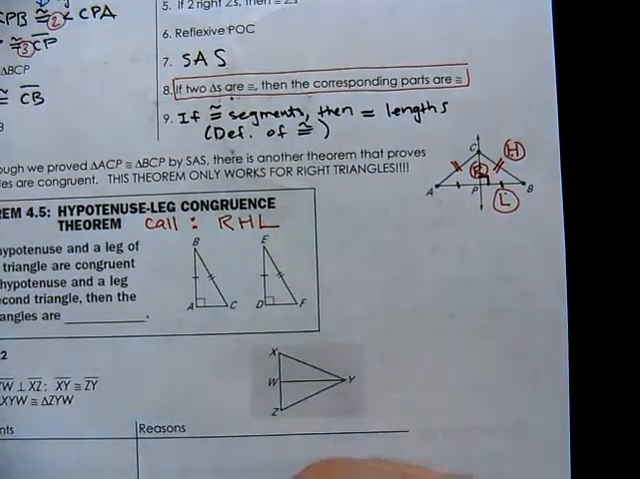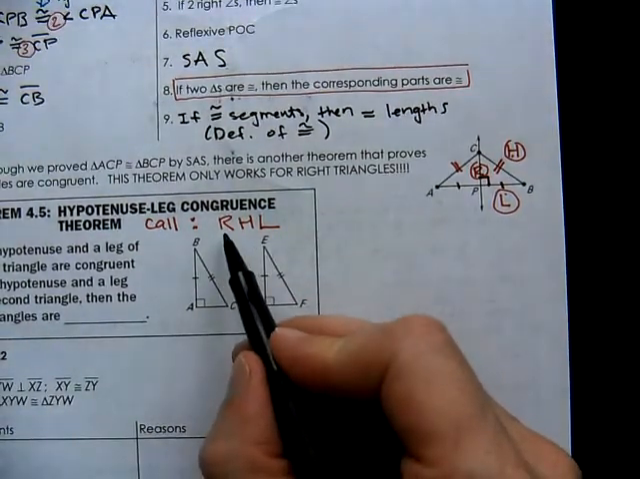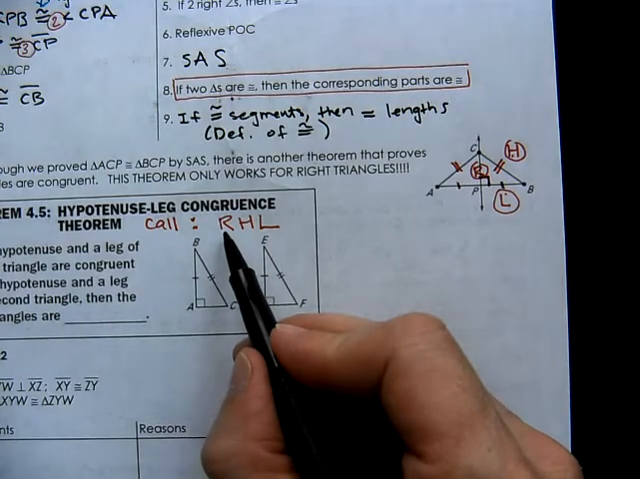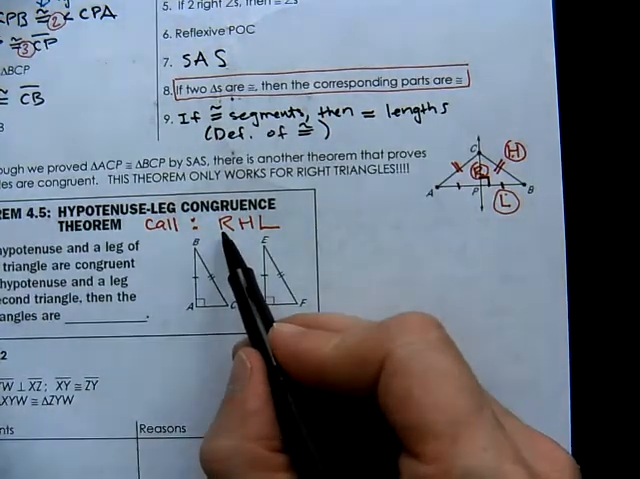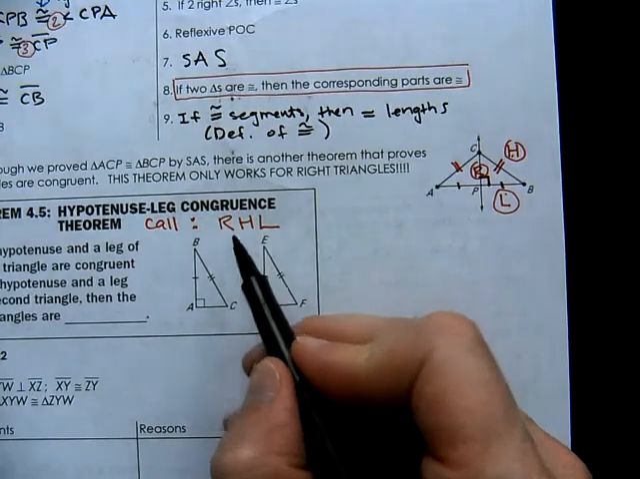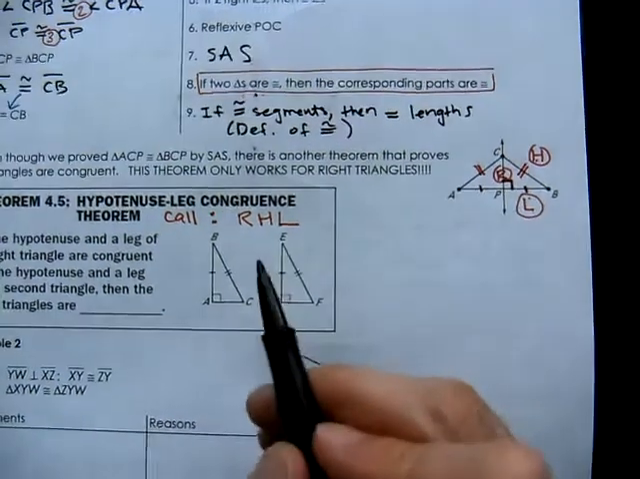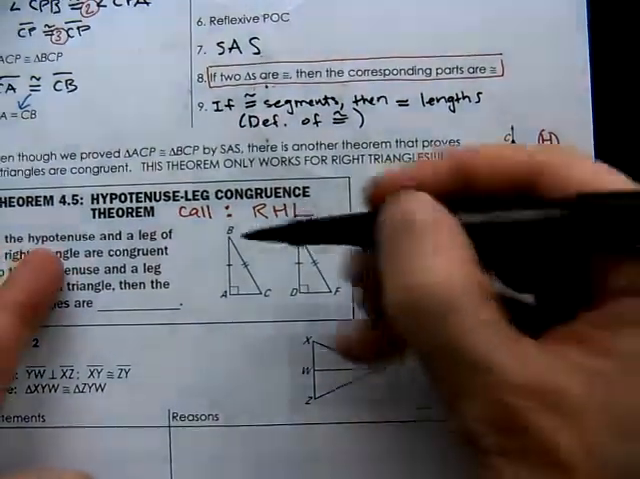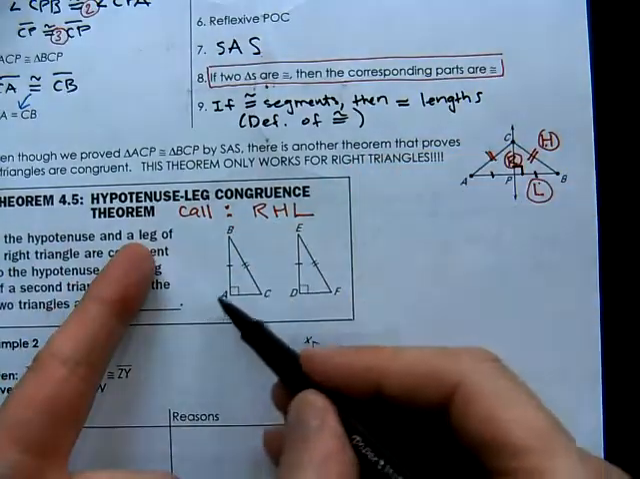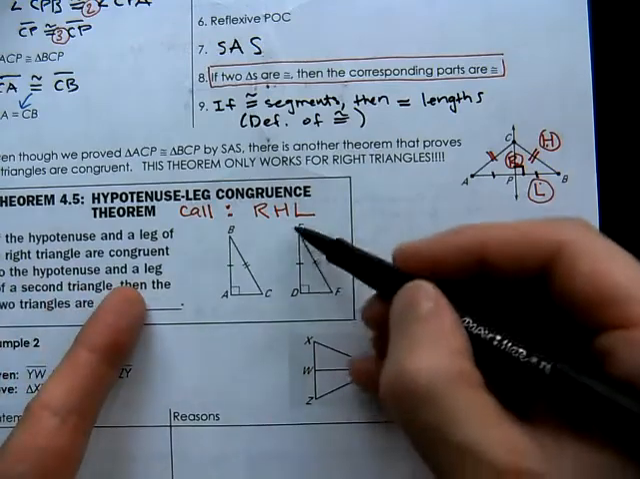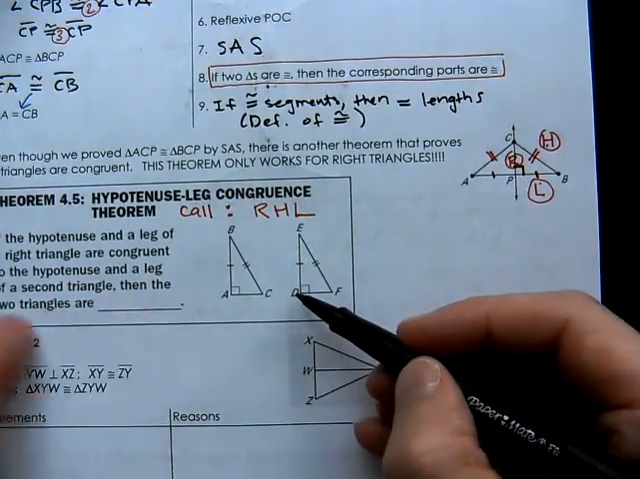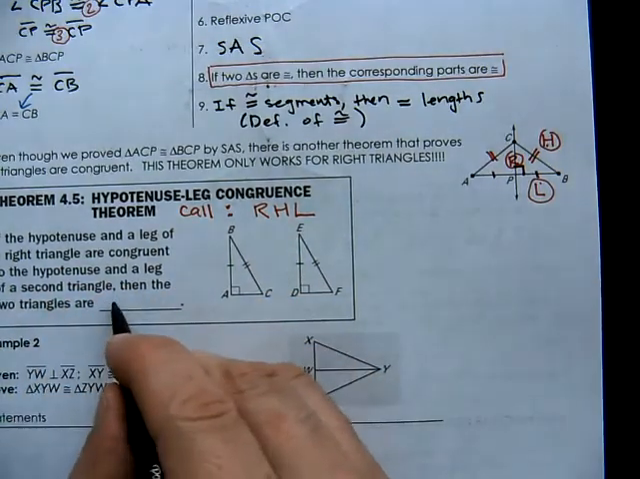Also, when you do your proof, you have to check to make sure that you have a right triangle. You actually have to have a line in your proof that says, this is a right triangle. Then you identify the hypotenuse and the legs as well. So if the hypotenuse and a leg of a right triangle are congruent to the hypotenuse and a leg of a second triangle, then the two triangles are congruent.